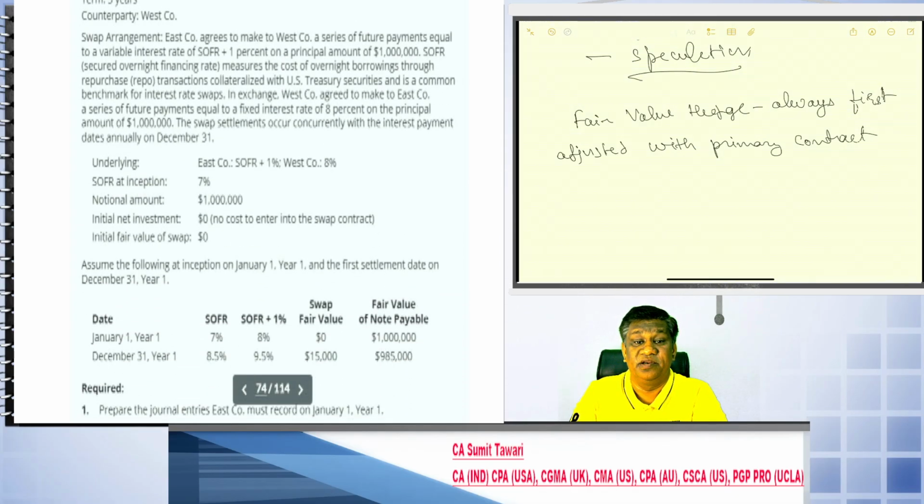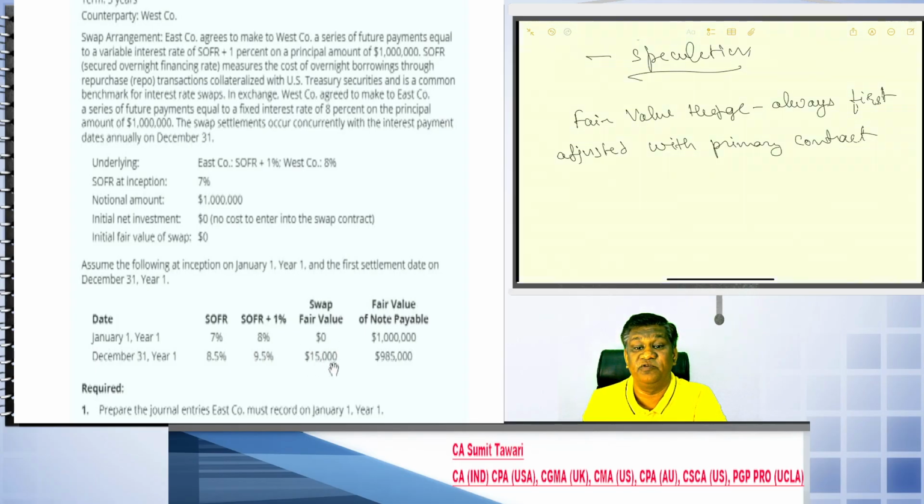Okay, now what happened? Assume the following: inception on January 1, year 1, and the first settlement date. On January 1, year 1, SOFR is 7%, so SOFR plus 1% is 8%, and the fair swap value is 0. So the fair value of the note payable is 1 million. Now on December 31st, year 1, SOFR is 8.5%, so it is 9.5%. So the fair value is 15,000.